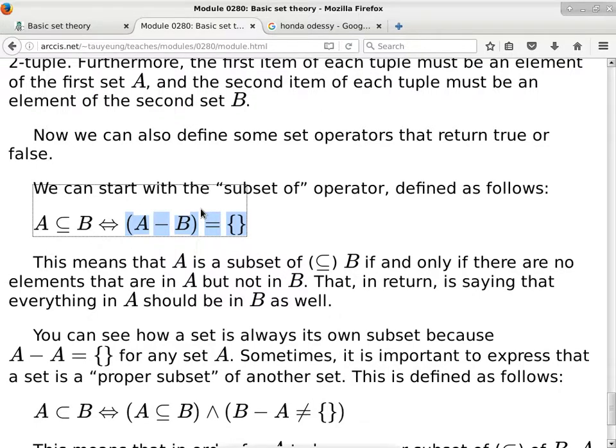But in this case, can we have some elements in B that are not in A and still have A being a subset of B? Yep. Because if we're only saying that everything in A has to be found in B, that's basically what it's saying. But B can contain additional elements. It's fine. Is that okay so far?